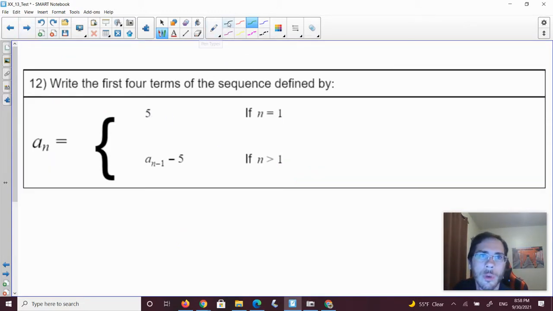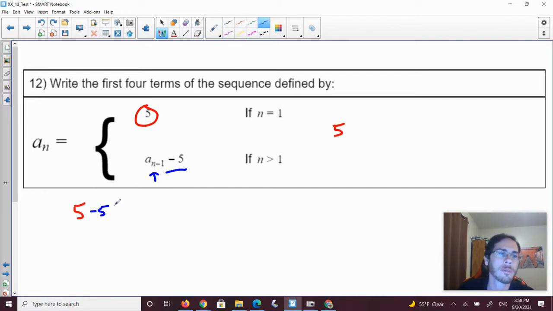For 12, write the first 4 terms of the sequence defined by our piecewise sequence. So we've got our recursive sequence. Our recursive sequence says we're going to start here at 5. So the first one's 5 because we have to start at 5. And then the instructions here say subtract 5 every time. So to get the next one, I have to do my original 5, then minus the blue 5.